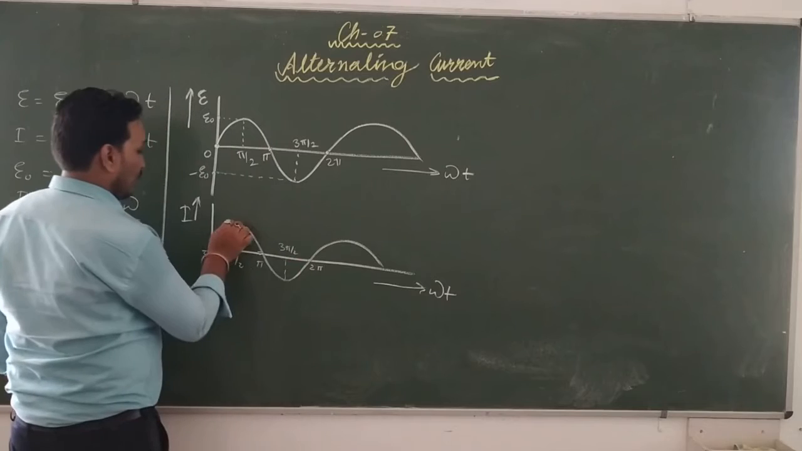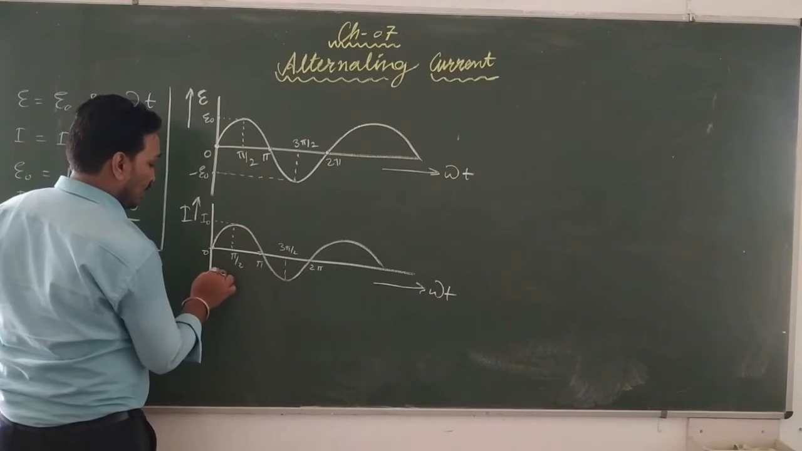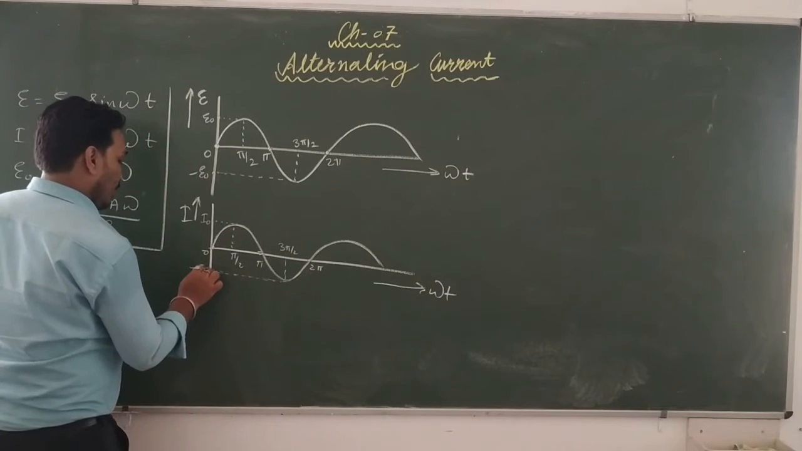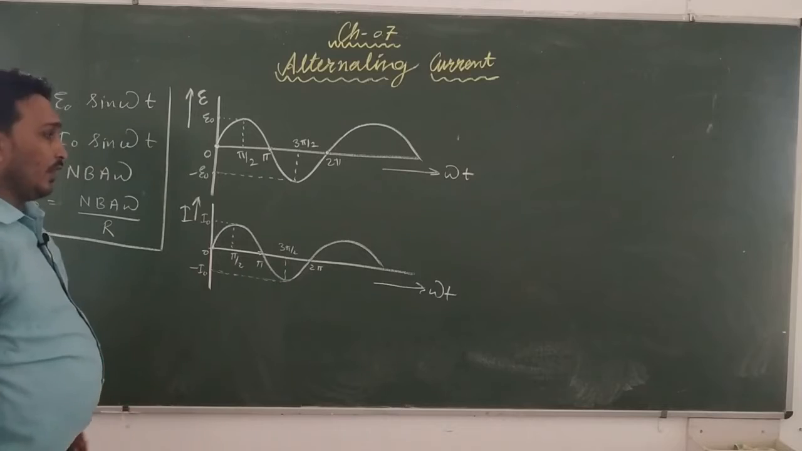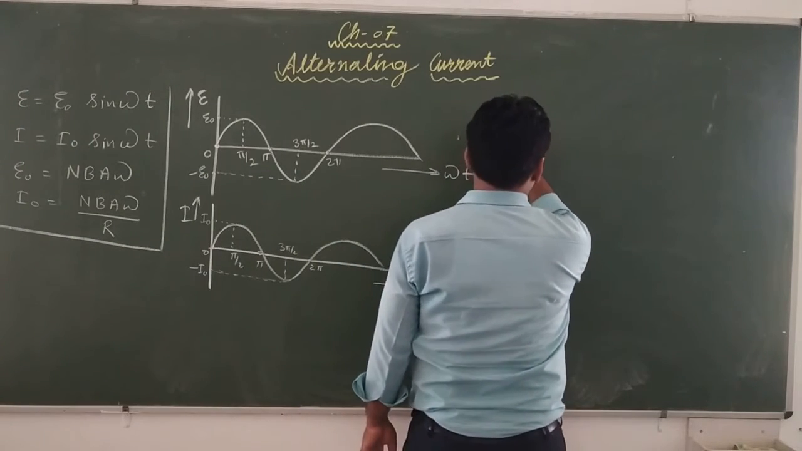2 pi. This value corresponds to maximum current, which is I0. And this corresponds to minimum, not minimum exactly, minus I0, because the direction of current is reversed. Now let us try to understand how this circuit works.